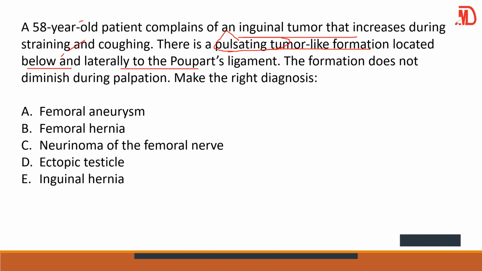So it could be the aorta, right? The abdominal aorta. It could be the abdominal aorta that is giving rise to the femoral arteries and all those kind of things that is causing this 58-year-old patient's problems. So that is what comes to my mind. The formation does not diminish during palpation. So you see, make the right diagnosis. Definitely, I'm talking about an artery.